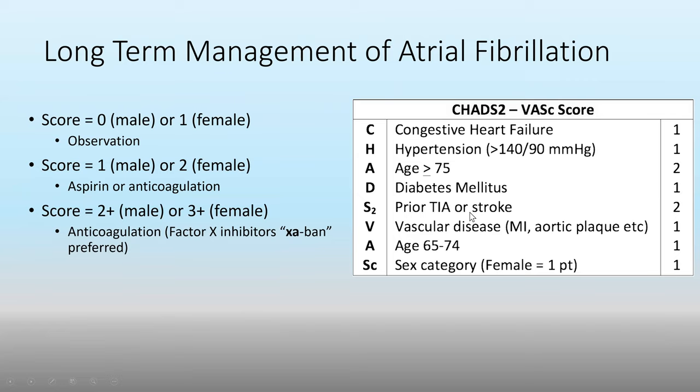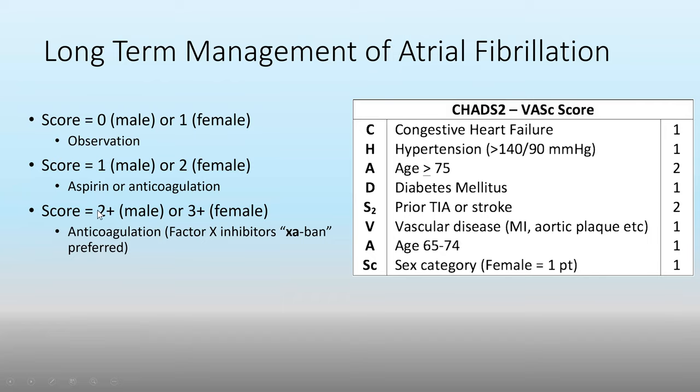And then stroke or TIA is also 2 points. So they typically don't have you split it by gender on a question, but this is generally how you'd work through it, because being female gives you an increased score, but the management is typically separated based on gender. So with a score of 0 or 1, observation, you don't need to do anything. So if she had no underlying comorbidities and was under 65, you could observe. If the score is in between, like medium risk, you can do aspirin or you can anticoagulate. So they probably won't make you pick. You'll probably get one or the other of these, and if you're given these choices, you can pick either.